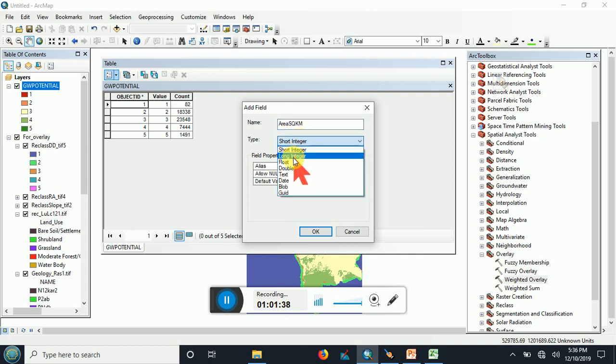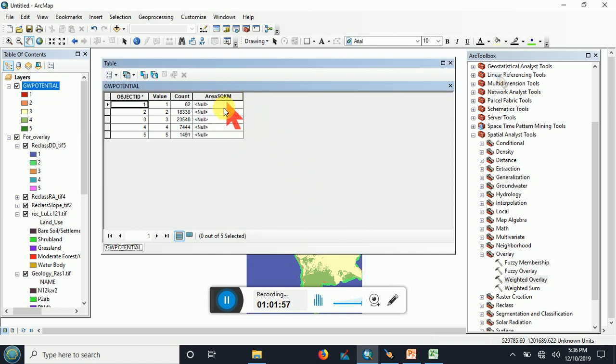Please try to select float, because we will expect decimal numbers. When you expect decimal numbers, it should be either float or double. Let me select float now, then click OK. So we do have the area in square kilometer column that we are going to calculate. We have the pixel count, that means the pixels, and we are going to calculate the area.